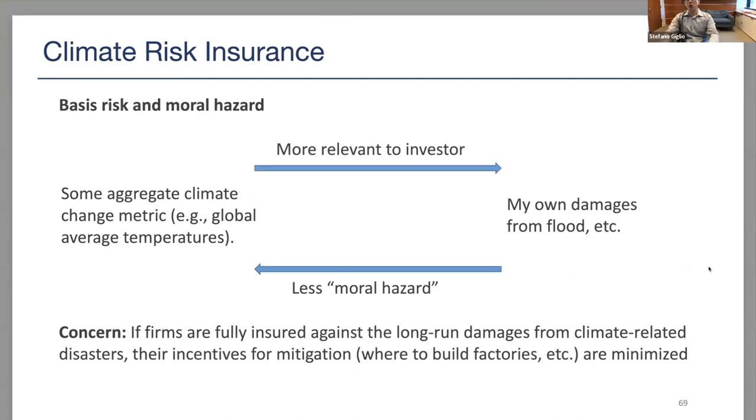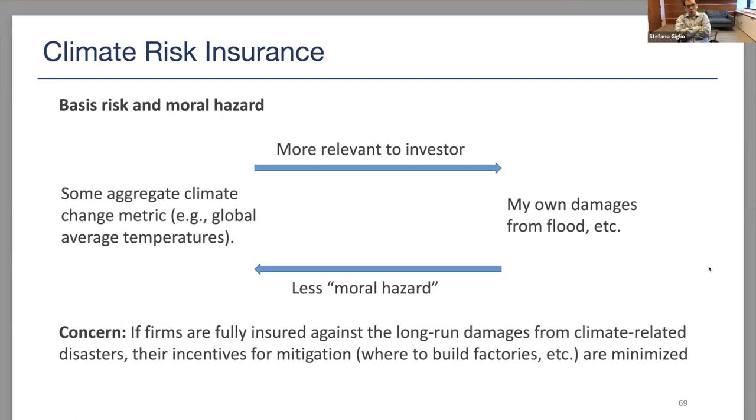And there's also a moral hazard that we talked a little bit about before, which is that ideally, you want to have very little basis risk. You want insurance which is very well tailored to your own risks. For example, you don't want insurance that is tied to the average flood rate in Connecticut. You want something related to the flood in your exact area. But of course, once you're fully insured, the incentive for mitigation really drops. And so there's a bit of a moral hazard issue with climate change as well.